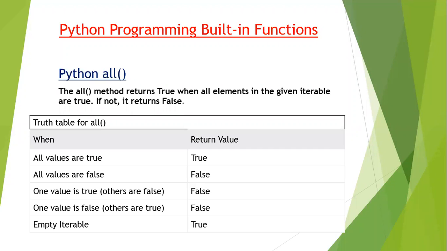All method returns true when all the elements of the given iterable are true. Means if all the elements are true, it returns true, and if all the values are false, then it returns false. If one value is true and others are false, then false. If one value is false and others are true, it is also false. Empty iterable is also true.